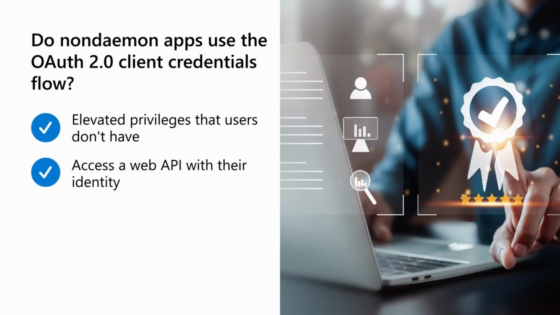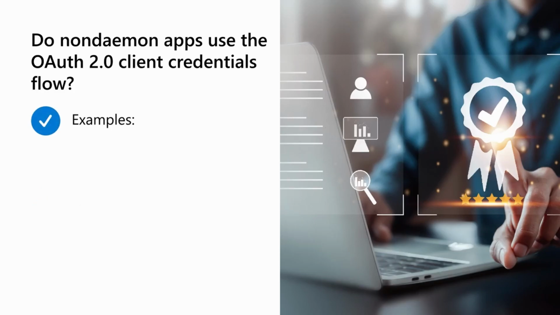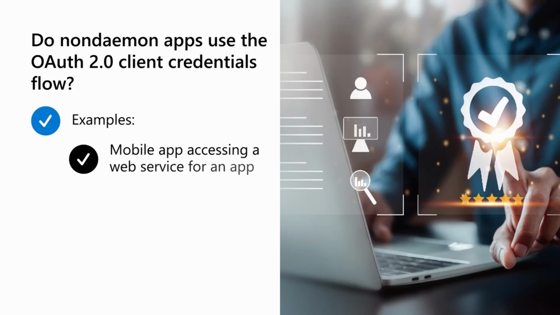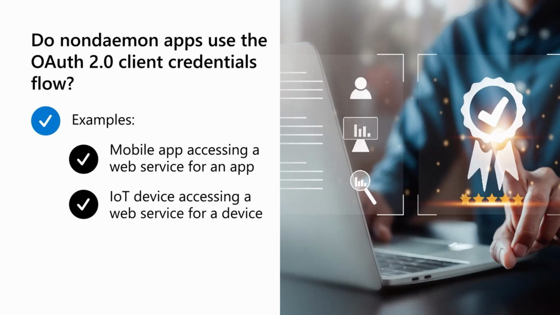It accesses a web API or resource with its own identity, not the user's identity. These apps are called non-interactive apps. Some examples of non-interactive apps or non-daemon apps include a mobile app that accesses a web service on behalf of an app but not on behalf of a user, and an Internet of Things device, frequently referred to as an IoT device, that accesses a web service on the device's behalf, not on the user's behalf.